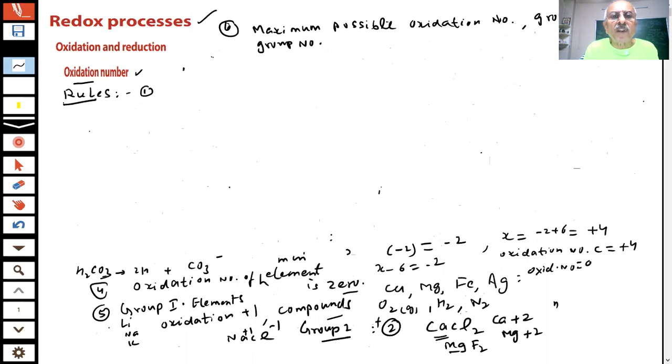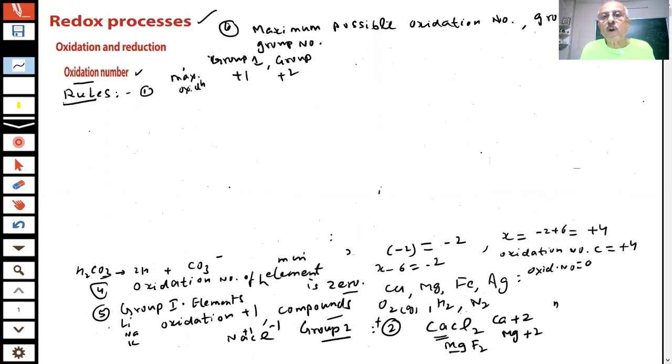For example, group 1. What is their maximum oxidation number? Only +1. For group 2, the maximum oxidation number is only +2. Okay?